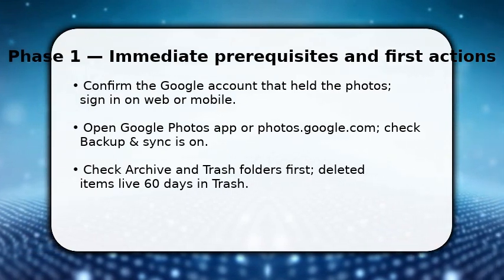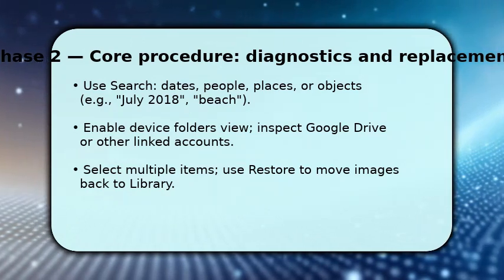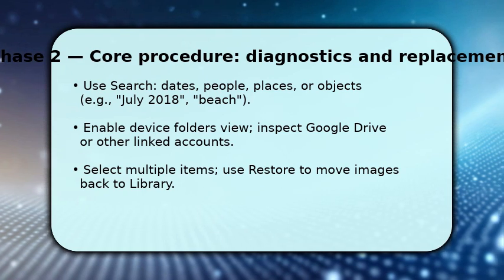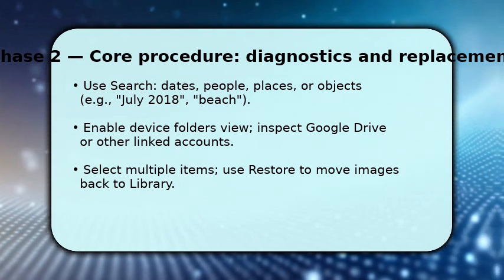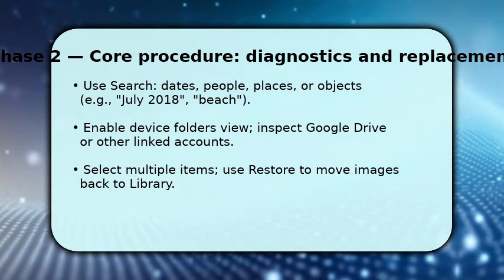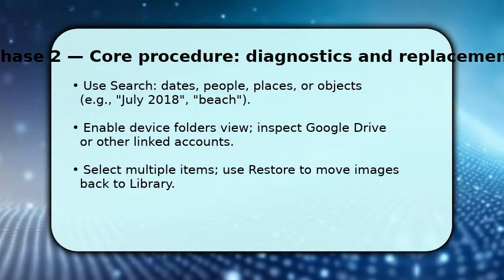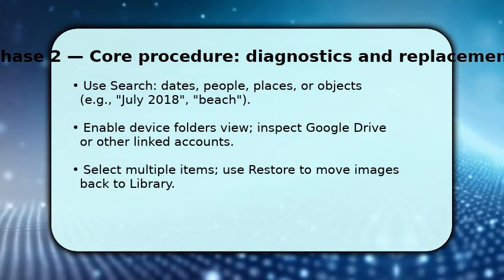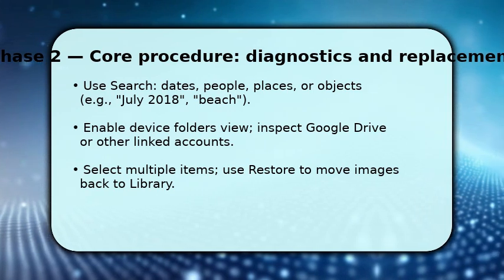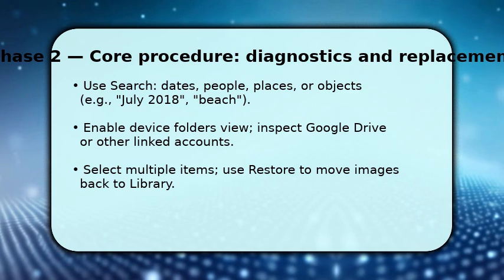This saves time later. Now you focus on finding the images. Use search with a date, person name, place, or object to narrow results quickly. Make sure to open device folders and check linked accounts like Google Drive if you previously saved there, because photos can live outside Photos. If you find what you need, select multiple items and choose Restore. That returns them to your library and albums.